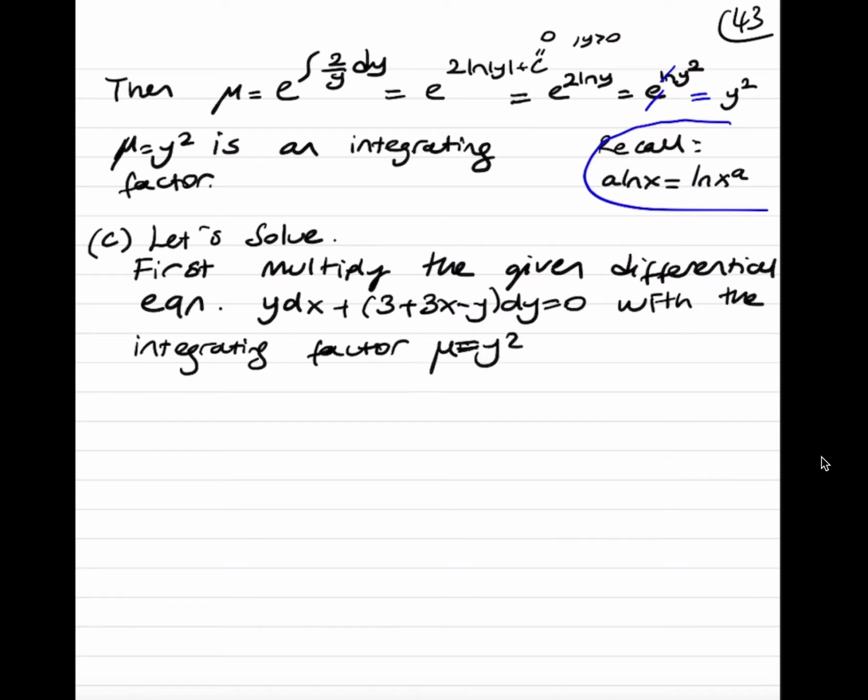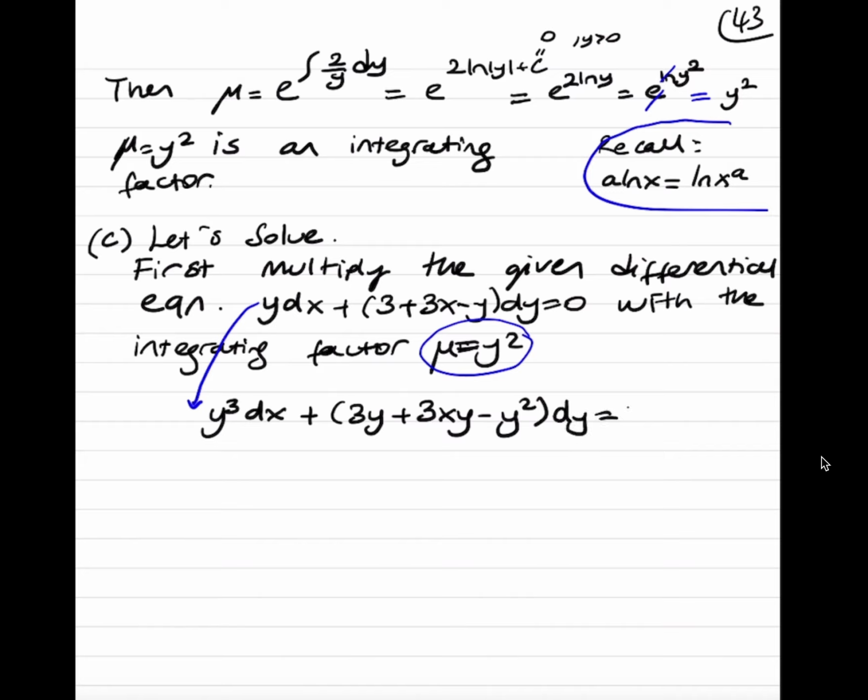So we multiply everywhere, then what do we get? We multiply with the integrating factor y squared, times y, we get y cubed dx plus, multiplying everything, 3y plus 3xy minus y squared dy equals 0. So now the equation must be exact.